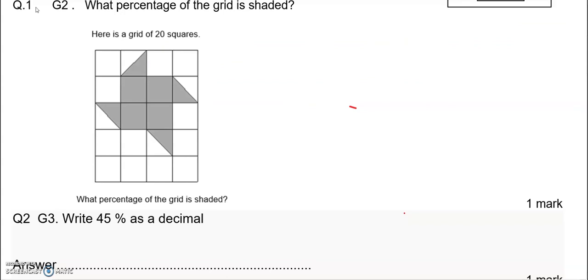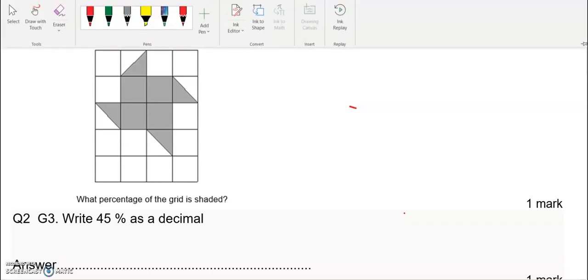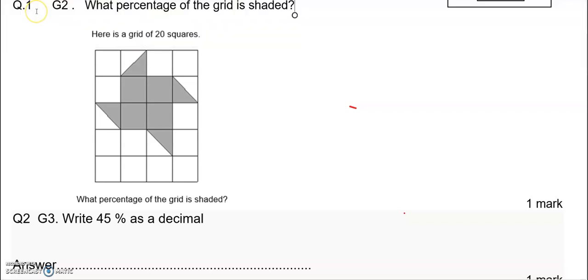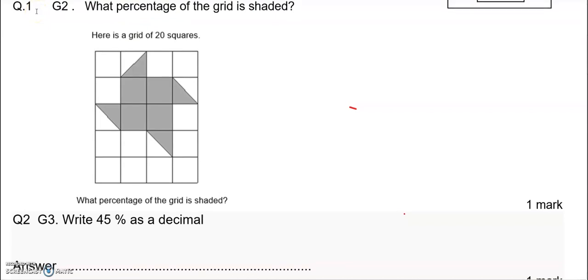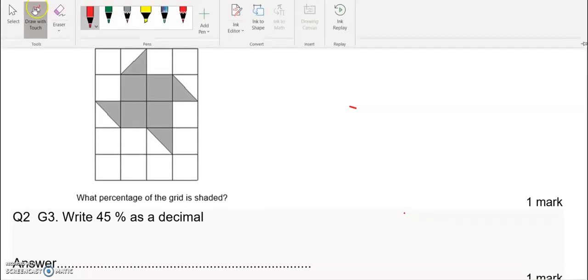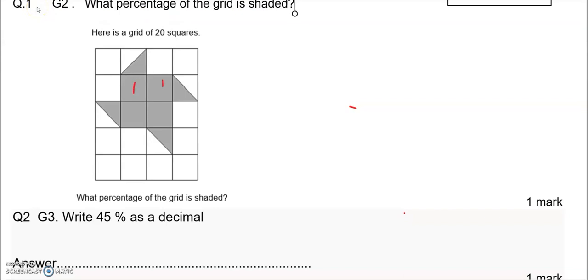Question number 1. What percentage of the grid is shaded? So we're looking at the shaded squares or half squares, and we'll try to count them. We've got one full square here, and another one, another one, and another one. So that makes 4. This and this can make 1 together, so that brings the number to 5, and this can make 1 together to make it 6.